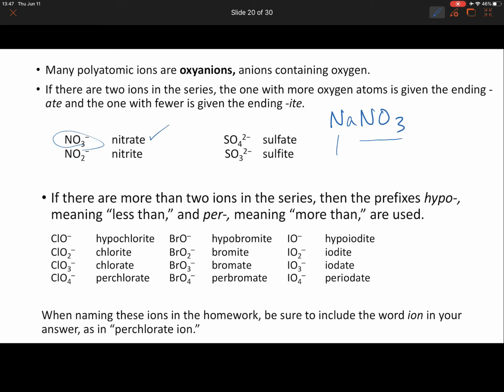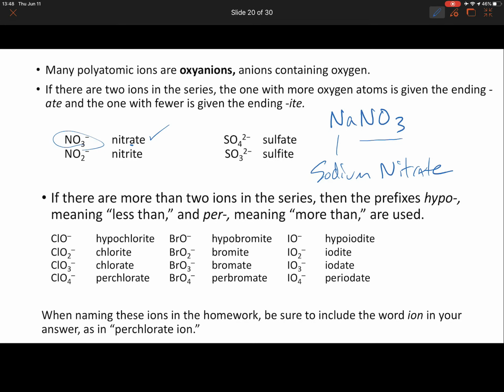So this would be sodium, because that's the metal. Sodium doesn't have any other, there's not sodium 1, sodium 2. If there was, we would put the parenthesis. And then we say the name of the polyatomic. In this case, it's the NO3, so it's nitrate.